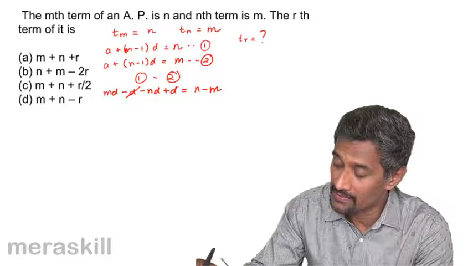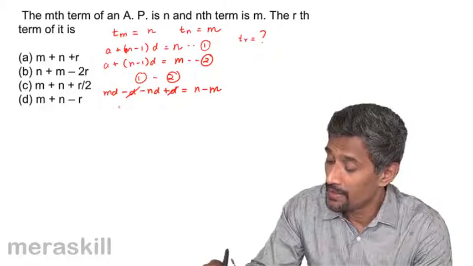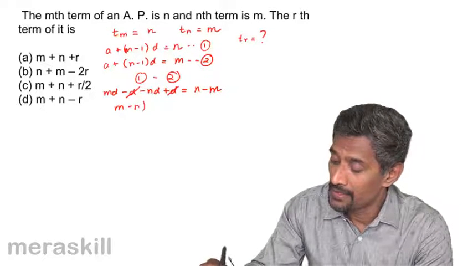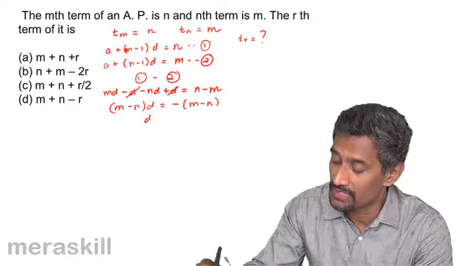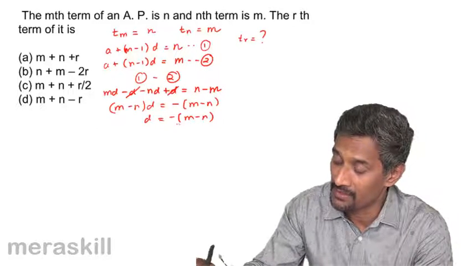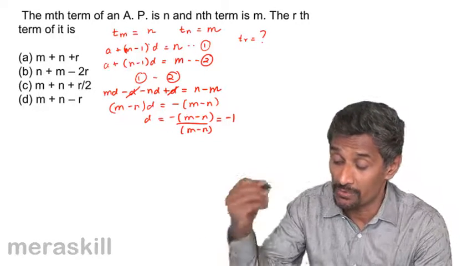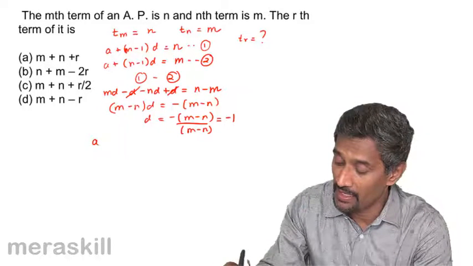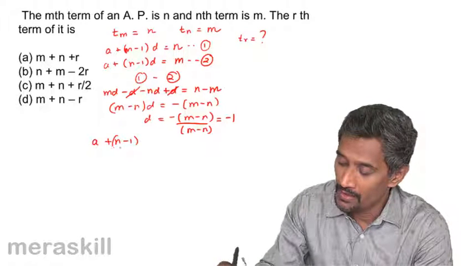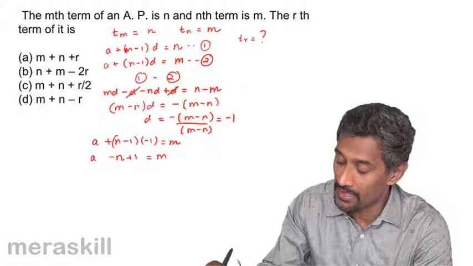So here this gets cancelled and you can take m minus n into d is equal to n minus m, which can be written as minus of m minus n. So d will turn out to be minus m minus n upon m minus n, which is minus 1. So d is turning out to be minus 1. This value of d, you can put it in any one of the equations. You can find the value of a. a would be equal to n minus 1 into minus 1, and this will turn out to be m. So a would be minus n plus 1 is equal to m.